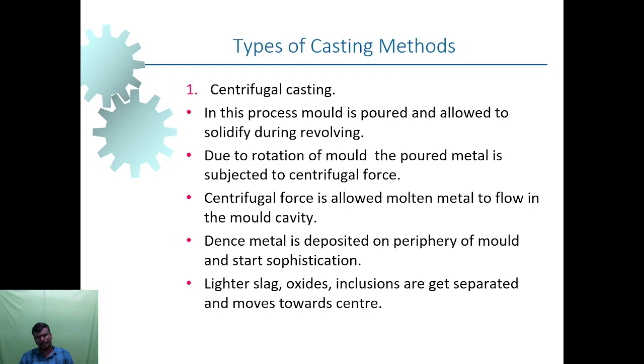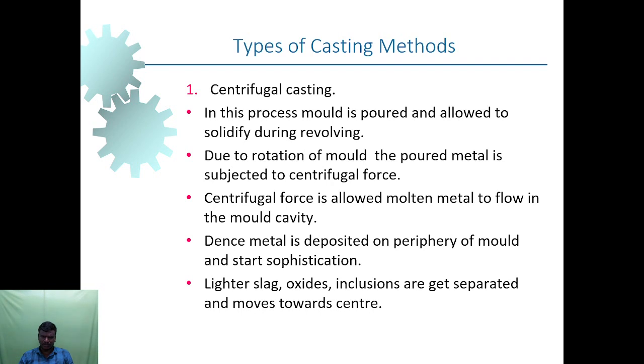Next are the types of casting methods. The first one is centrifugal casting. In this process, the mold is poured and allowed to solidify while revolving. Due to the rotation of the mold, the poured metal is subjected to centrifugal force. The centrifugal force allows the molten metal to flow in the mold cavity. Hence, the metal is deposited on the periphery of the mold and starts solidification.